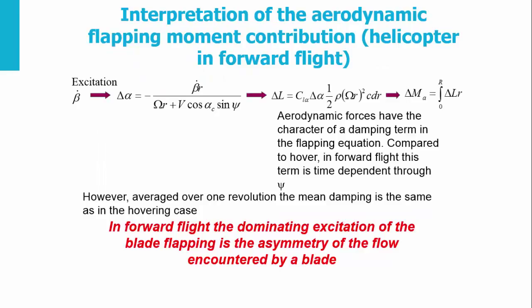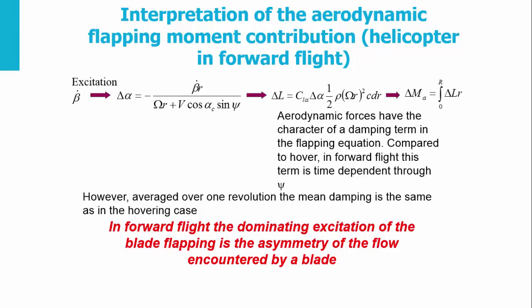What is the interpretation of the aerodynamic flapping moment contribution? It follows that if there is an excitation beta dot, there will be a change in the angle of attack, delta alpha, which is producing a change in lift forces, which is also changing the aerodynamic moment. Usually, the aerodynamic forces have the character of a damping term in the flapping equation.